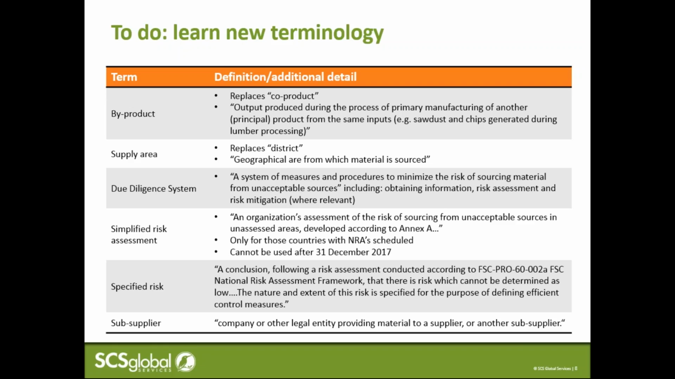Regarding risk assessments, the glossary has a list of definitions for the various types of risk assessments associated with version 3. These include national risk assessments, or NRAs, centralized national risk assessments, or CNRAs, simplified risk assessments, and extended risk assessments. The simplified risk assessment is currently most relevant to the compliance of certificate holders sourcing non-FSC certified material from the US and Canada.